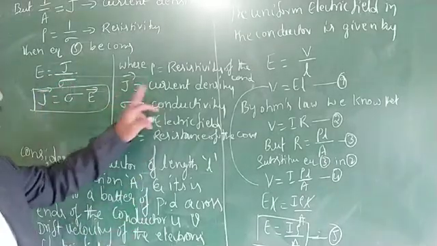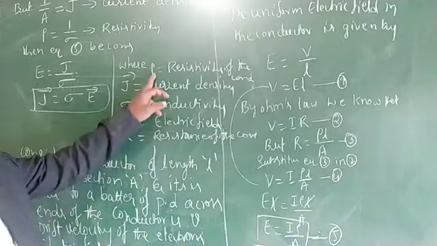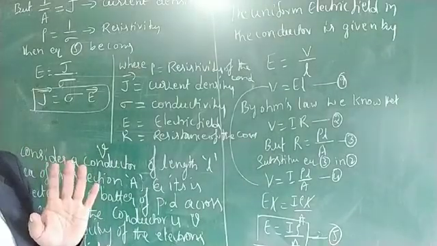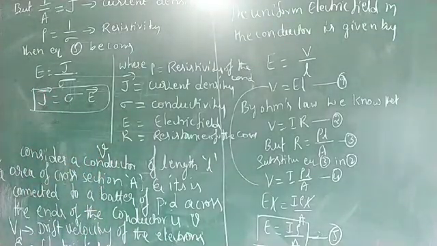J is what is J, what is sigma, what is E, what is R and what is rho. ಇವನ್ನ ನೀವು ಮೆನ್ಷನ್ ಮಾಡಿದ್ರೆ ಮಾತ್ರ ಇನ್ನು 1 ಮಾರ್ಕ್ಸ್ ಸಿಗುತ್ತೆ. ಕ್ಲಿಯರ್? J is equal to sigma E.